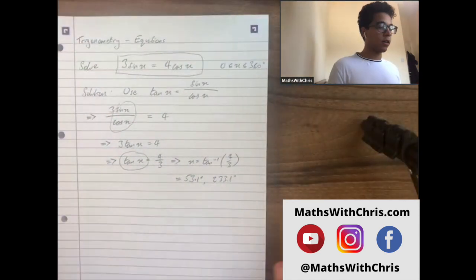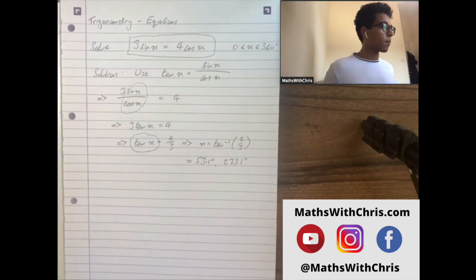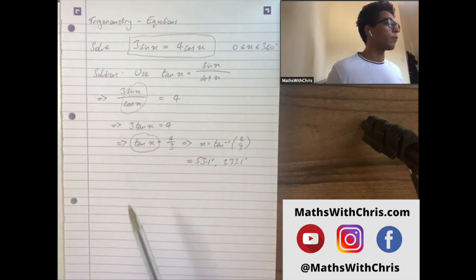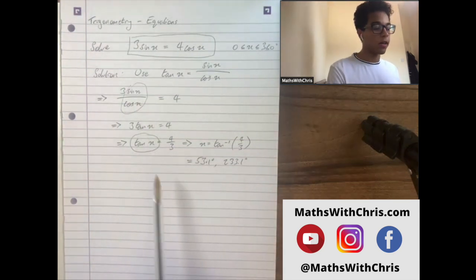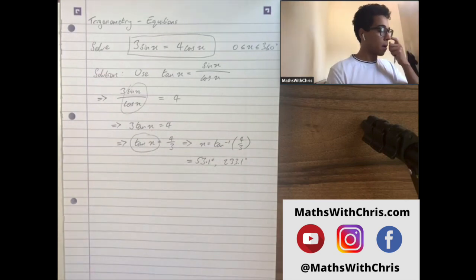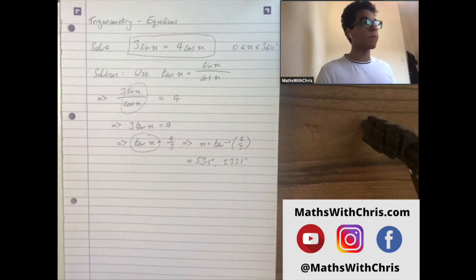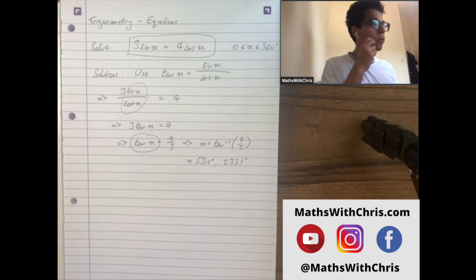So yeah, write it down, everyone, if you didn't catch that. We divide by cos just to simplify the equation, turn it into a tan, and then we can go from there. Okay? Cool. I'm going to move on to the next one.